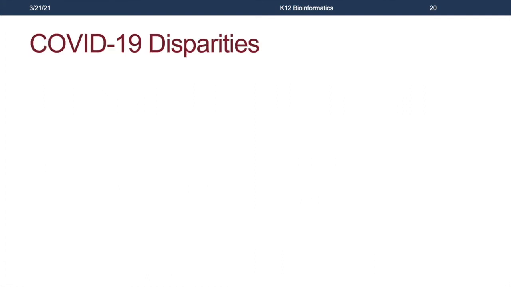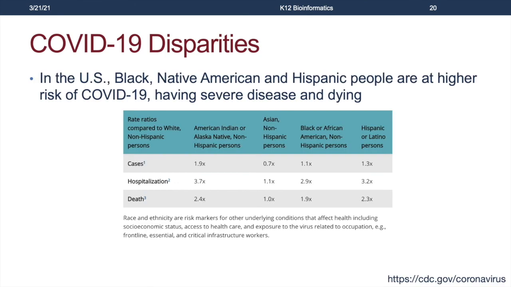One of the first things we noticed by tracking who has COVID-19 in the US is that some racial ethnic groups were at increased risk of COVID-19, as well as having severe disease and dying. Here's a table by the CDC that shows figures of the difference across some racial ethnic groups compared to non-Hispanic white persons. For example, persons who are non-Hispanic, American Indian, or Alaska Native are 1.9 times more likely to be a case, 3.7 times more likely to be hospitalized, and 2.4 times more likely to die of COVID-19 than non-Hispanic white persons. Identifying these disparities can help us come up with interventions to reduce them.